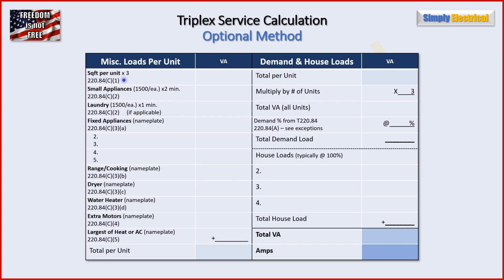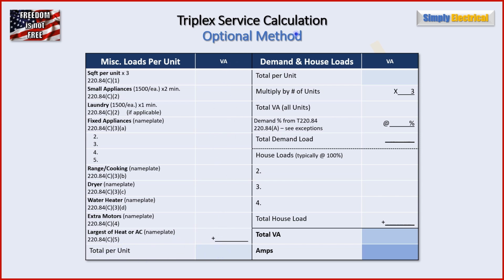You're going to take your square footage of one unit of your triplex. Then you're going to add your small appliance circuits, 2 of those minimum. Then you're going to add your laundry if it applies. In a triplex and other multifamily, a lot of times there are no laundry provisions, so you wouldn't have to do that. Then you're going to add your fixed appliances at the nameplate. You're going to add your range and cooking at the nameplate, dryer at nameplate, water heater at nameplate, any extra motors at nameplate, and then the largest of your heat or cooling also at nameplate. You're going to add all these values together, and you're going to get your total per unit load.